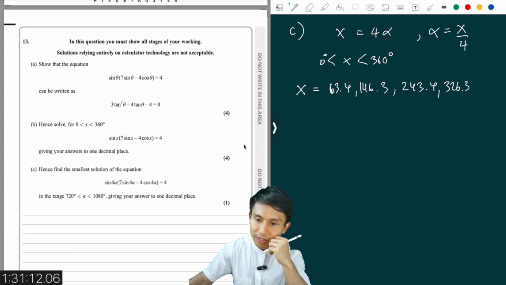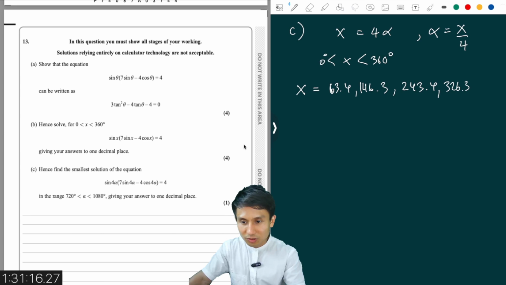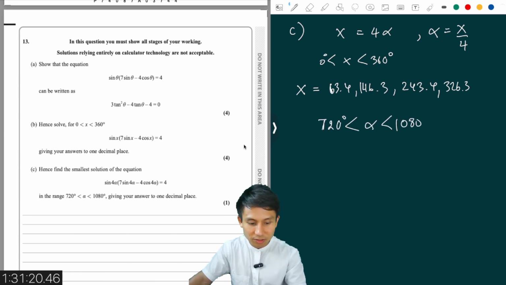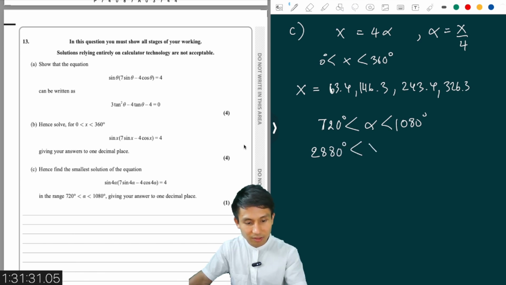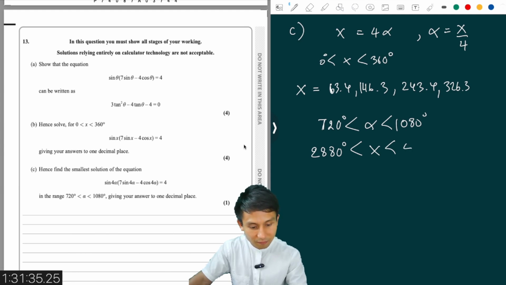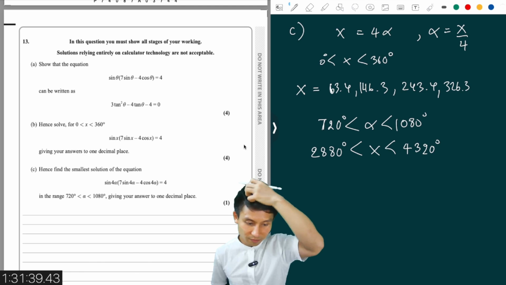So we want that. Okay, let me just do this first. If this is the range of alpha, we have to convert it to the range of x. Because alpha is x over 4, if I multiply 4 across all sides, that would be 2880. That's huge. This is x and 4,320. I just basically multiplied everything by 4.